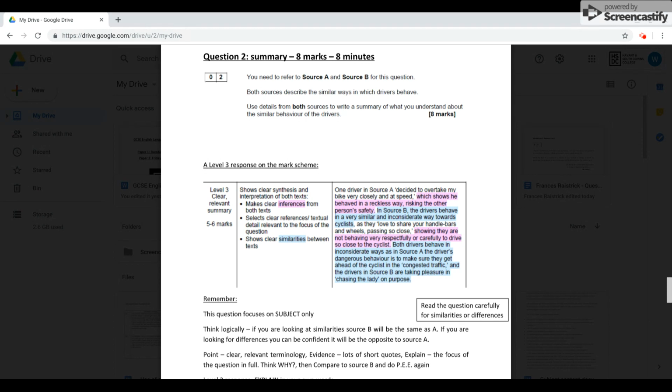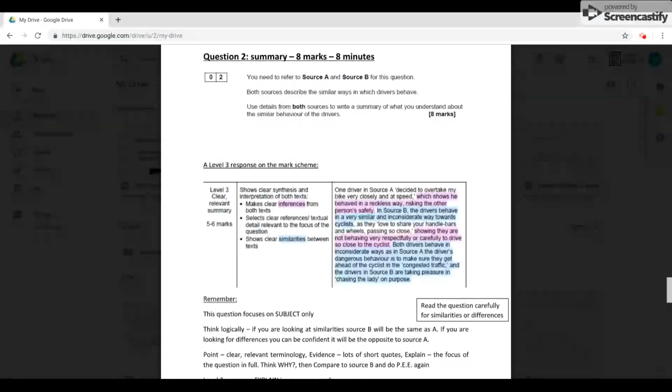If we look at the example from AQA, we're looking for the similar behavior of the drivers in the two texts. One driver in source A, quote, "decided to overtake my bike very closely and at speed." And then we have that inference, that explanation in the student's own words, which shows he behaved in a reckless way, risking the other person's safety. So we've got our quote in there, our explanation as well.